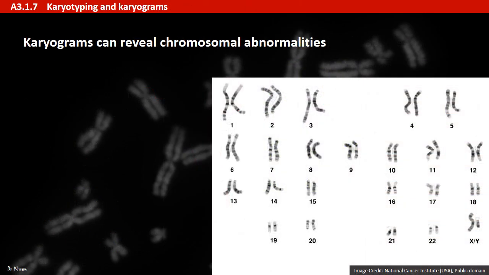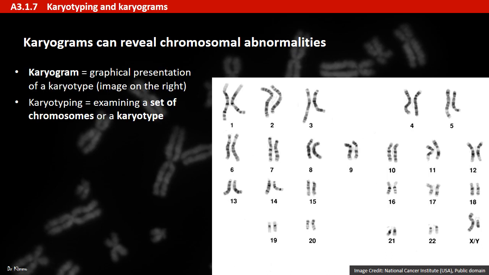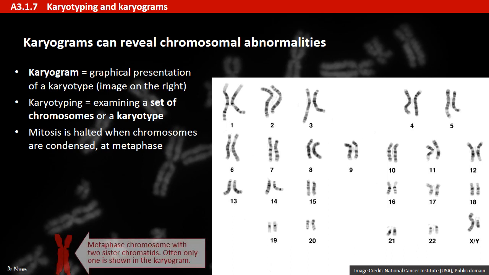Karyograms can reveal chromosomal abnormalities. A karyogram is what you see here on the right, a graphical presentation of a karyotype. A karyotype is a set of chromosomes, and karyotyping is examining a set of chromosomes. To do this, mitosis is halted when chromosomes are condensed at metaphase. And at metaphase, the chromosomes actually have two sister chromatids, but usually only one of the two sister chromatids is shown in a karyogram like this.